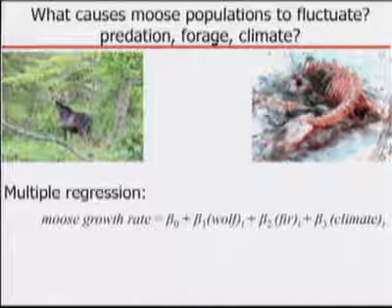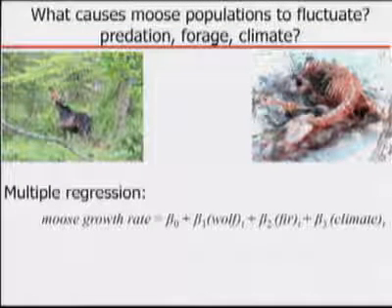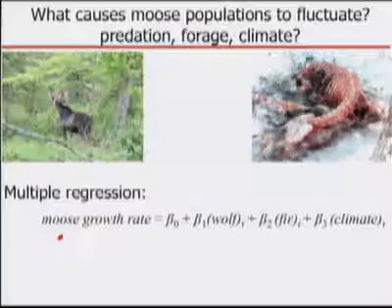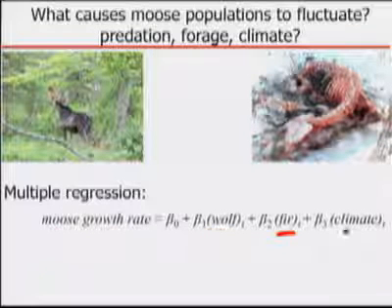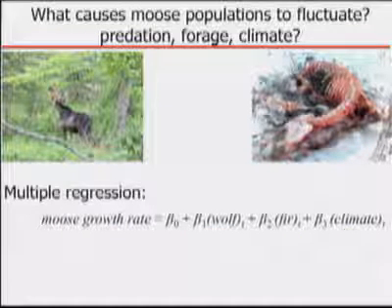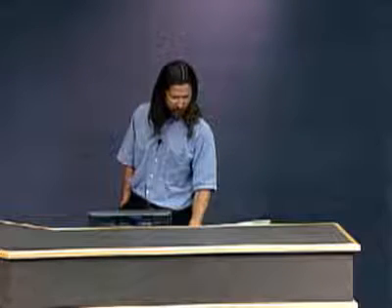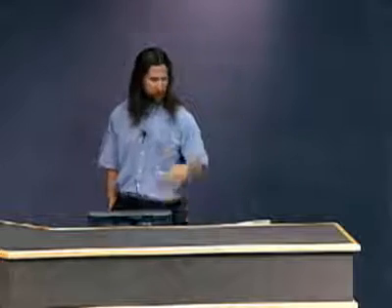And so let's imagine to look at all of this in a graphical sense requires 4 dimensions because there are 4 things that are involved. The growth rate, the wolf abundance, fir, and climate. It's hard to have a 4-dimensional graph. In fact, you can't have a visual graph that does just that. But you can do 3 dimensions, and that can get us quite a bit of the way.